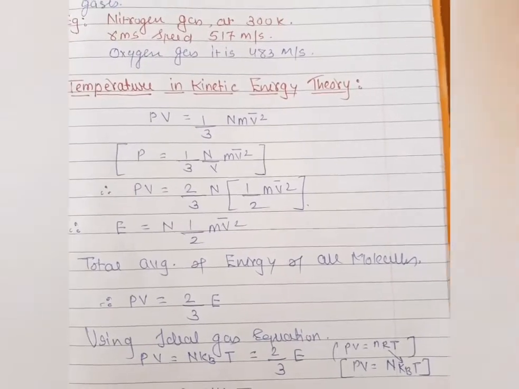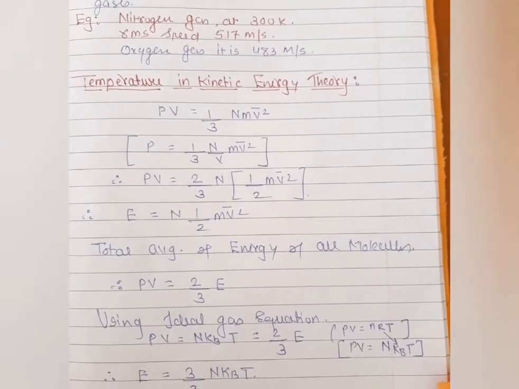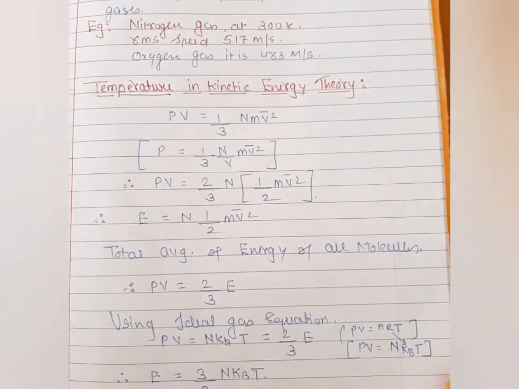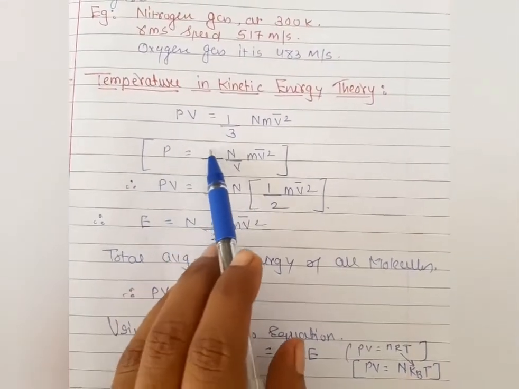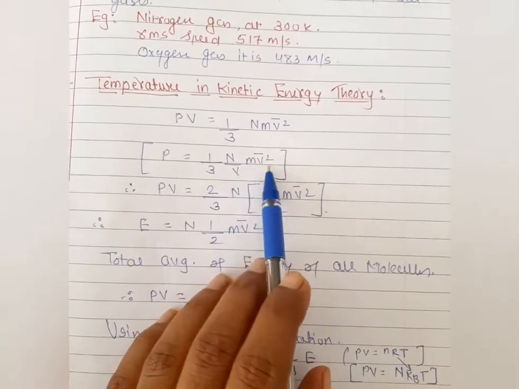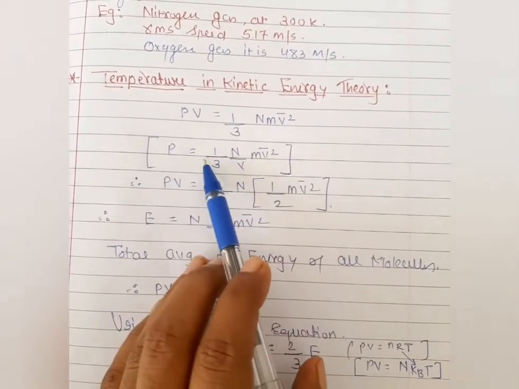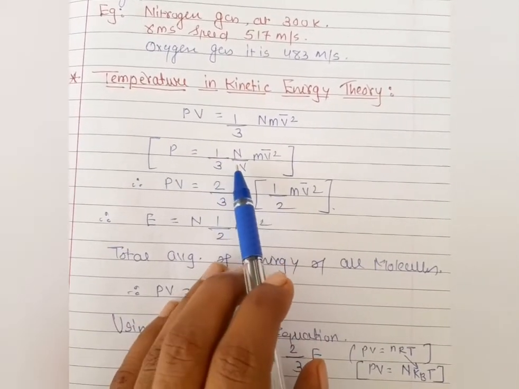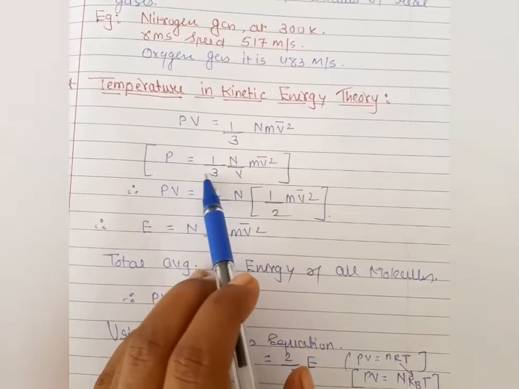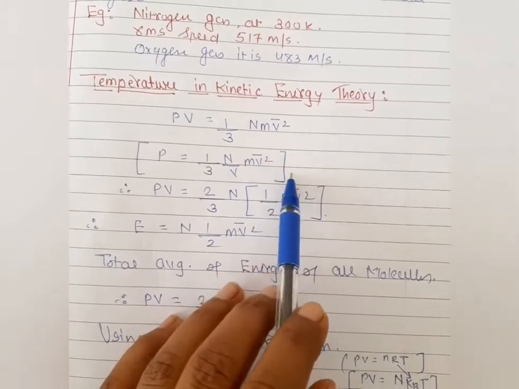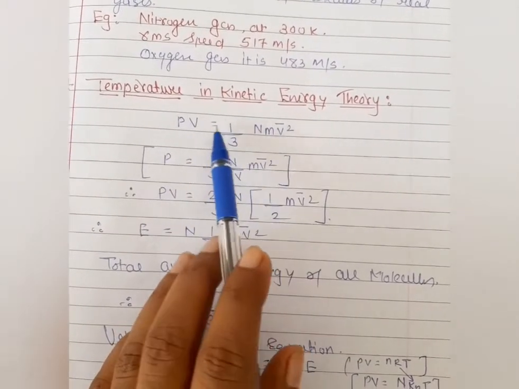So here we have the formula PV is equal to 1 by 3 nmv square. How do we get this condition? Already we have this formula, P is equal to 1 by 3 mv square, which gives us the constant pressure condition. Let me rearrange this term, that is PV equals 1 by 3 nmv square. So this is the actual formula. Here we rearrange this formula.